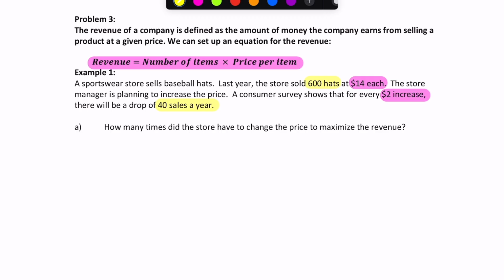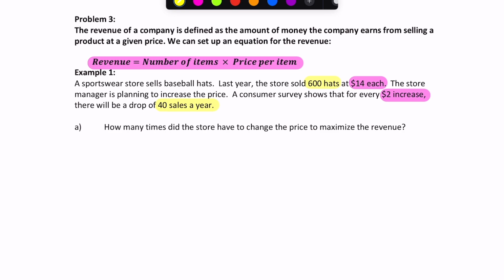So here I highlighted the number of items in yellow. So here it starts with 600, drop of 40 sales per year. And I highlighted in pink the price. So it starts at $14 and there's a $2 increase.